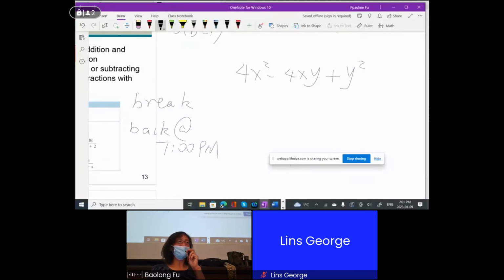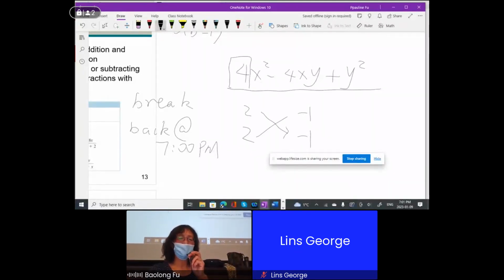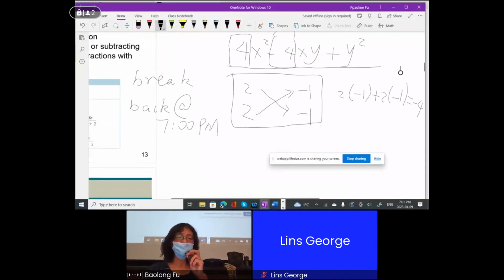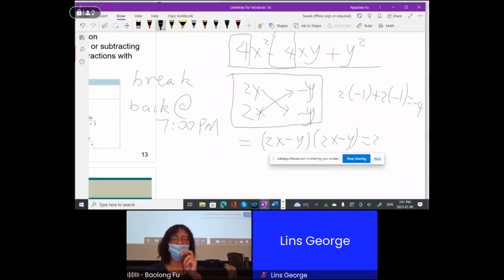So one great question during the break: how do I simplify this one? You have both x and y. You do the same way as we did before. 2 times 2 equals this 4. This is 1, negative 1 times negative 1 is this one here. Then you do cross multiplication. So 2 times negative 1 plus 2 times negative 1 equals negative 4. Bingo, with this one, negative 4. So this arrangement is correct. And then you just add x here, add y here. So the final result would be 2x minus 1 times 2x minus y. So it is the same as 2x minus y squared if you have two letters.